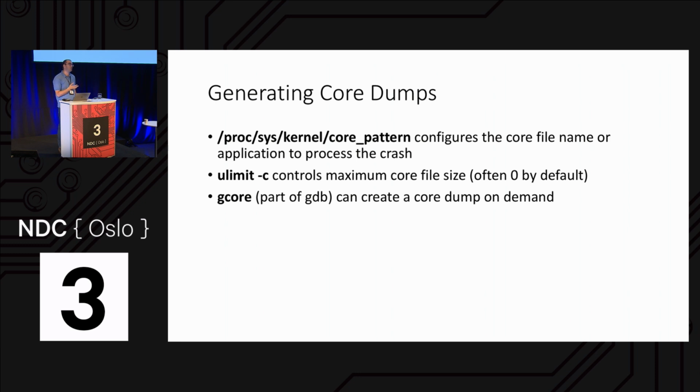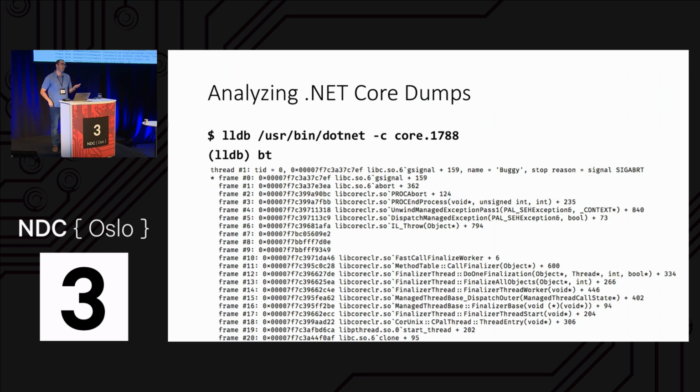If you want to generate a core dump on demand, like maybe your application server is stuck and you want to see what it's doing, then you will also want the gcore tool, which comes with GDB, and you can point that to a process and get a dump file on demand, get a core dump at that instant in time. Now, what do you actually do with this?